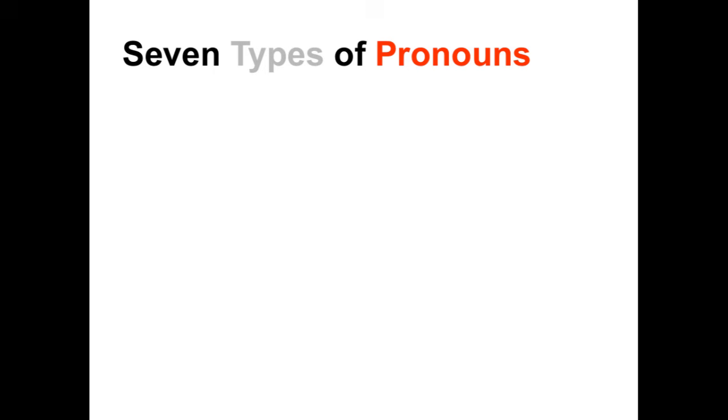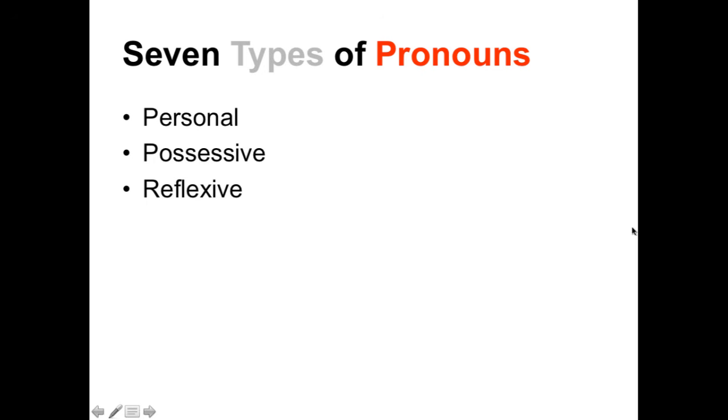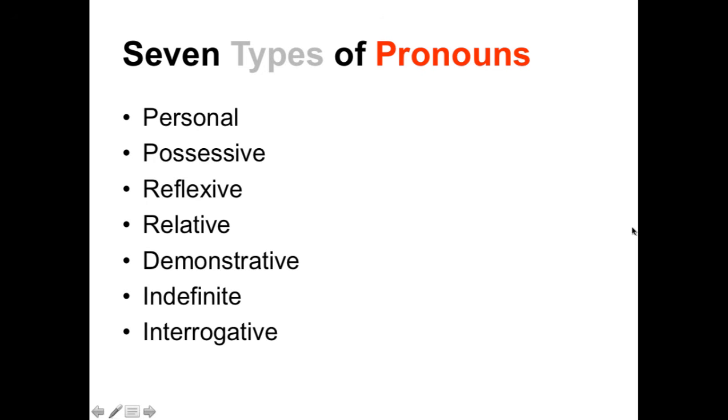Types of pronouns. There are 7 types of pronouns: personal, possessive, reflexive, relative, demonstrative, indefinite, and interrogative. We're going to go over each of these one at a time.